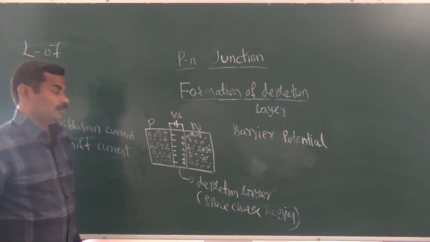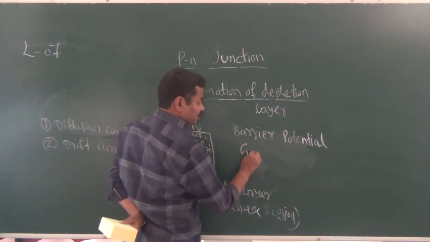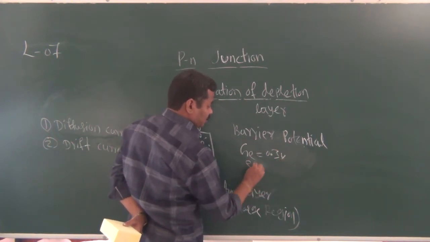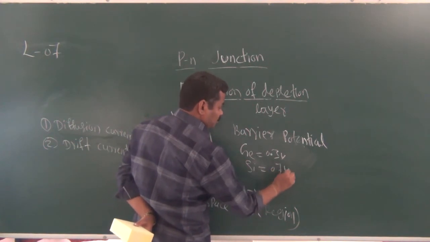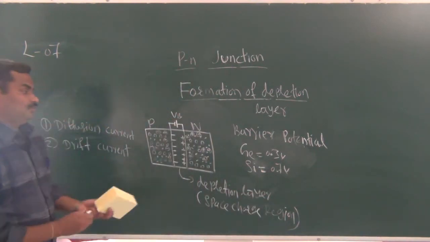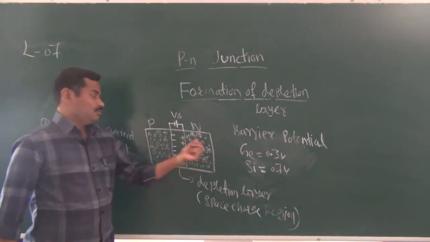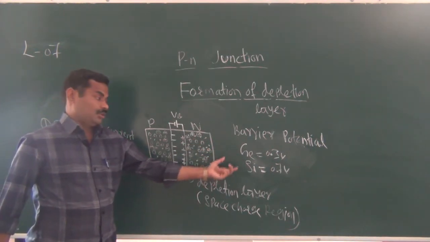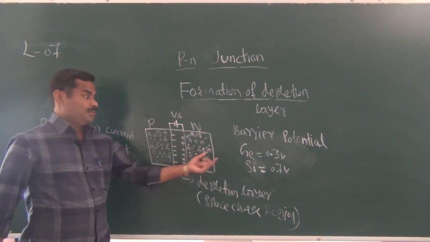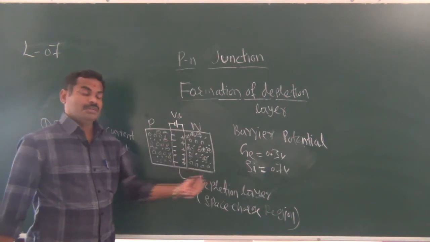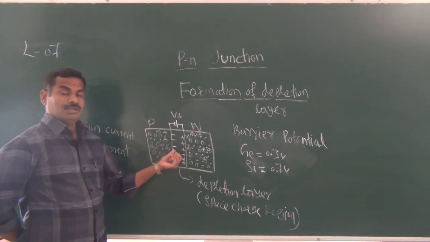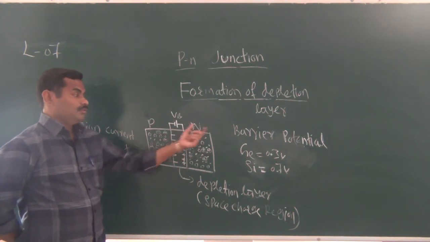And as usual, the barrier potential of germanium is 0.3 volts, and for silicon it is 0.7 volts. If you are using a germanium diode, it starts conducting at 0.3. If you are using a silicon semiconductor, it starts conducting at 0.7. That is the barrier potential of germanium and the barrier potential of silicon. The barrier potential is nothing but the potential, the electric field, created by the negative ions and positive ions.